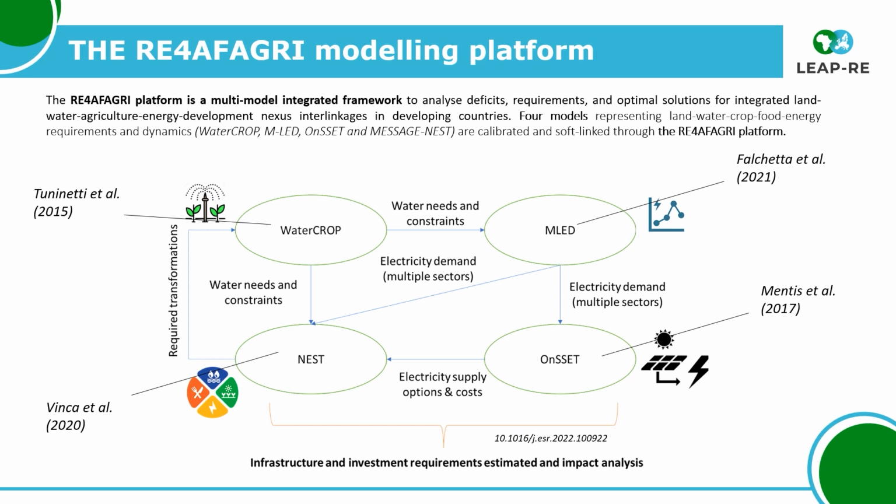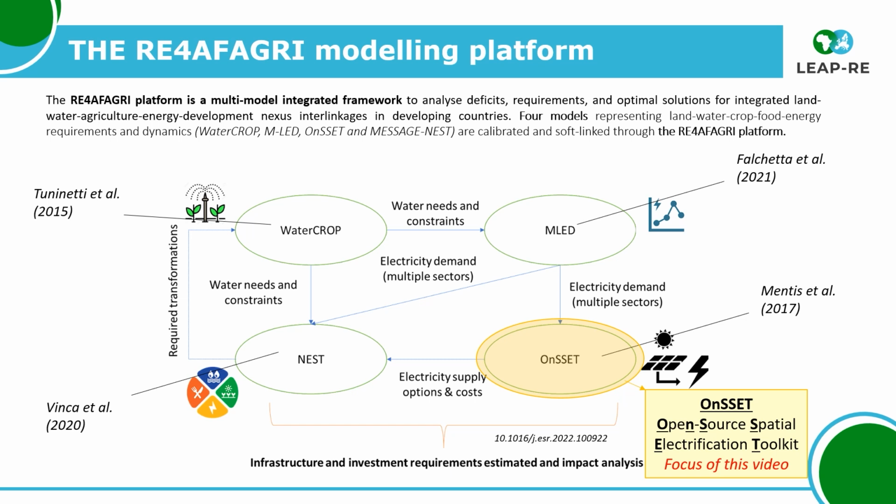Here we integrate 4 different models, including WaterCrop, looking at water needs and constraints across the continent, MLED, which looks at electricity demand for all different sectors, the NEST model, which looks at long-term scenarios and investment requirements, and OnSSET, which is the focus of this talk today, which looks at the specific supply option optimization of individual communities across a country or continent.